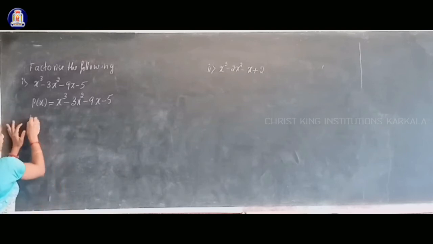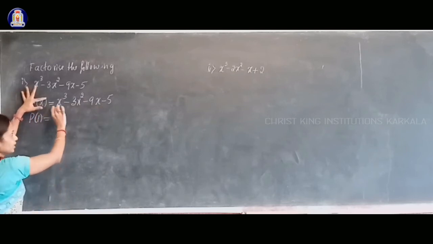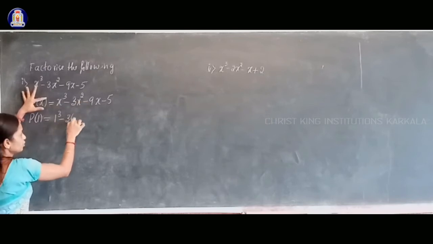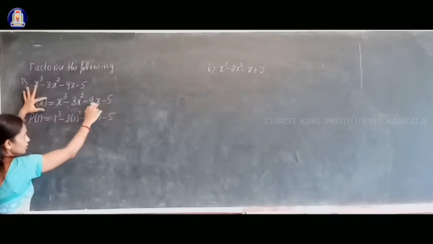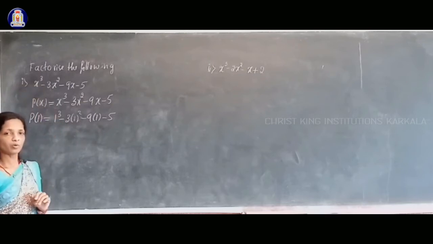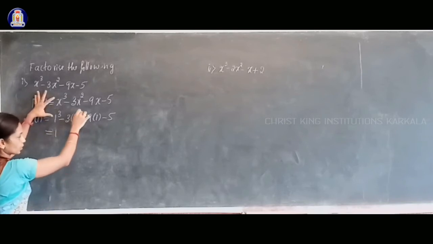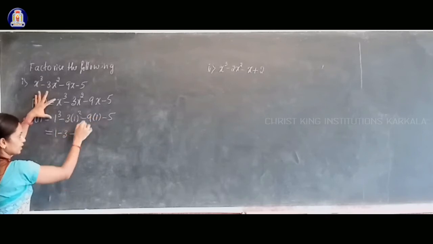So now p of 1 is equal to what? Each x place you have to replace by 1. So here 1 cube minus 3 into 1 square minus 9 into 1 minus 5, okay. Each x place is replaced by 1. Other numbers we kept as it is, and you have to keep in mind that any power of 1 is 1. So here 1 cube is what? That is 1. 1 square is 1 into minus 3, that is minus 3. 9 into 1, that is 9, but minus sign is there, minus 9 minus 5.